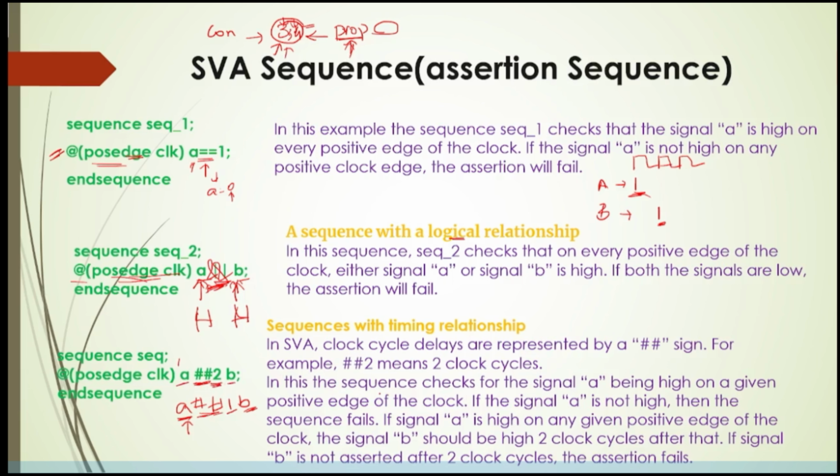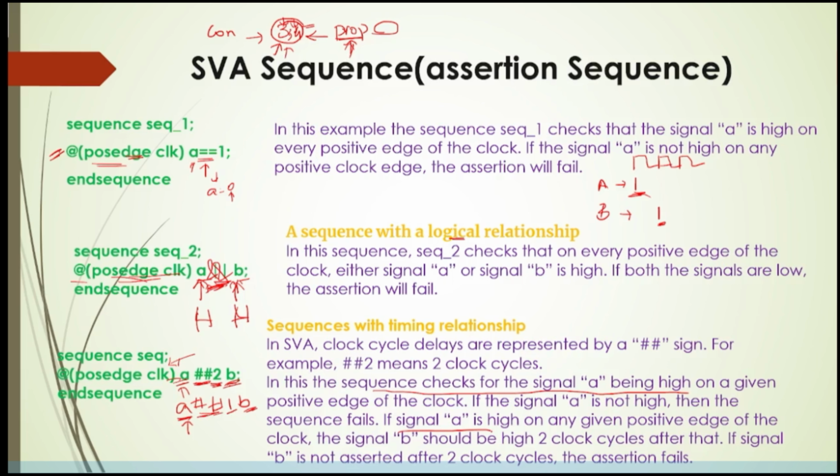Got my point? See, the sequence checks for signal A being high on a given positive edge. For every positive edge of clock, it will check whether A is high or not. If A is not high, then it doesn't check the B condition, and the sequence fails, because since A is not high, the assertion is failed. So what is the condition here? If A is high, then after two clock cycles, B should be high. So this is my condition.